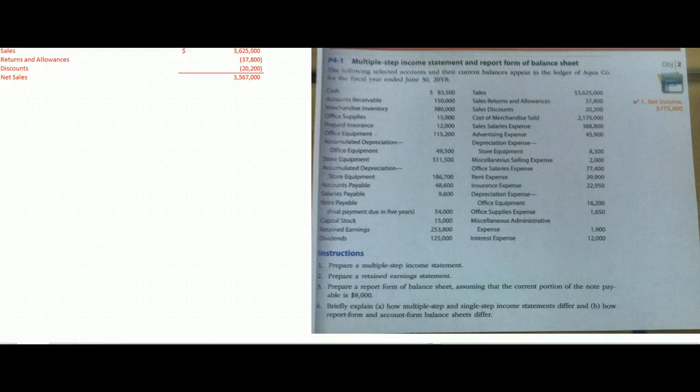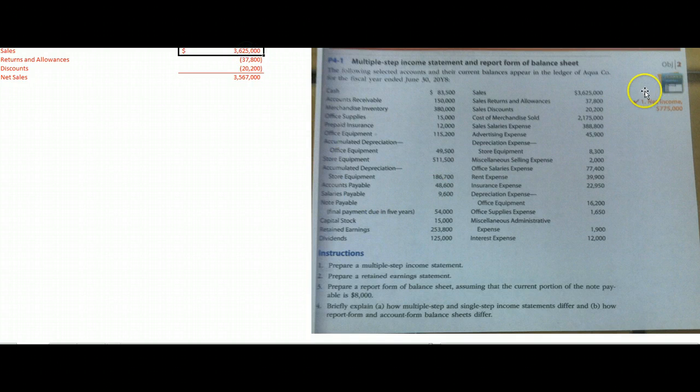So this problem asks us to create a multi-step income statement, which means we're going to strike subtotals as we go down. And hopefully you noticed that they were kind enough to put all the expense accounts for us over here on the right hand side and pretty much in the order that we're going to need them. And the left hand side are our balance sheet accounts. And hopefully you remember that an account appears either on an income statement or the balance sheet, not both. So let's start with the income statement.